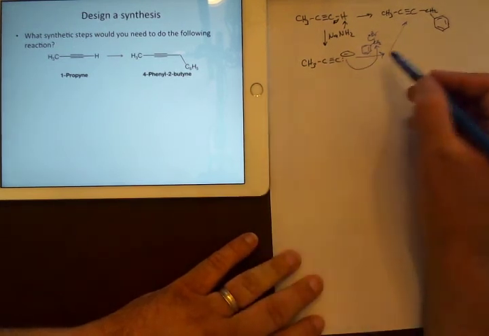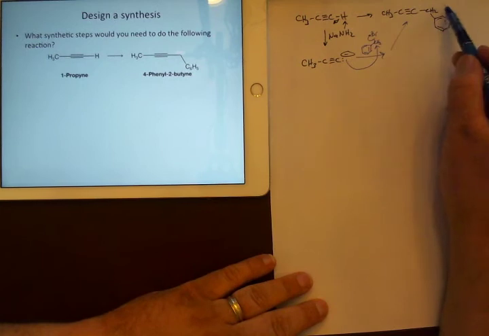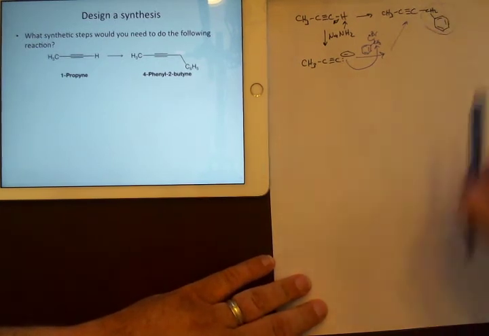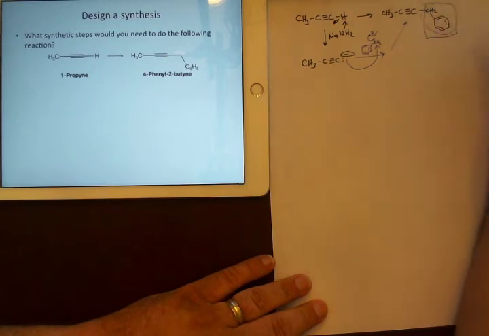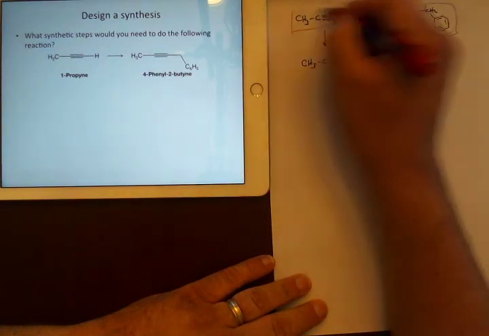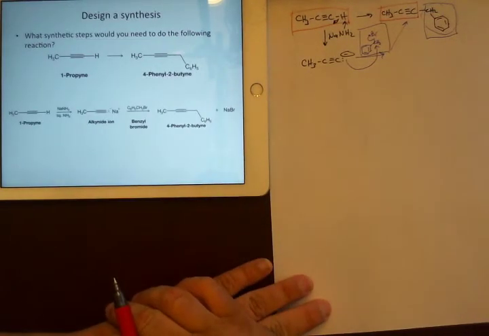So where did this come from? Well, it just came off the shelf. That's what we needed to make this part. So these carbon atoms here came from here. These three carbons came from here.